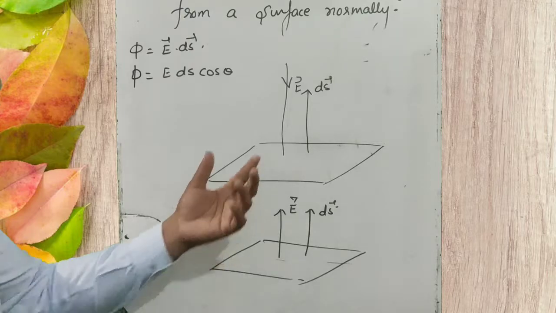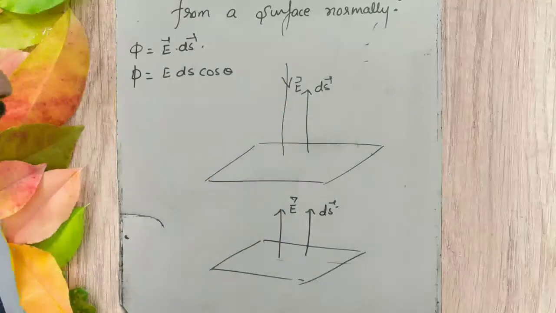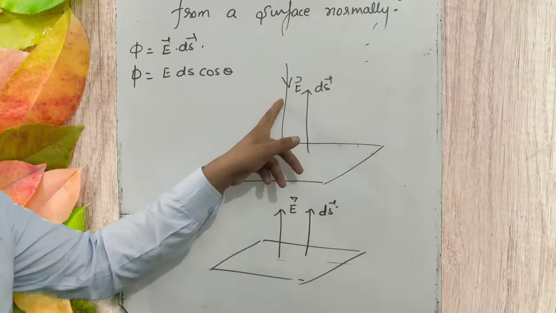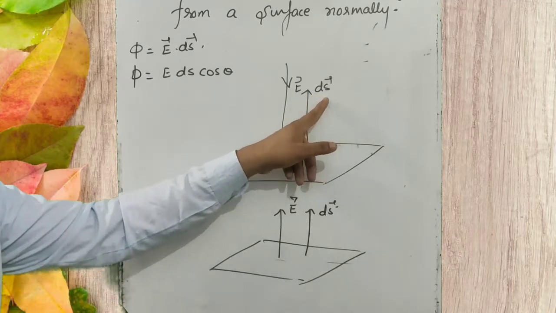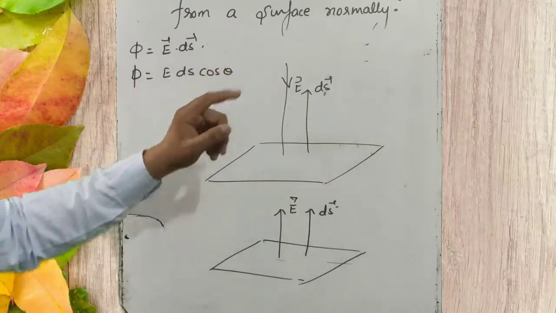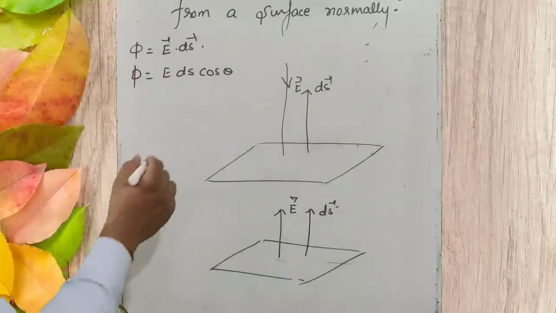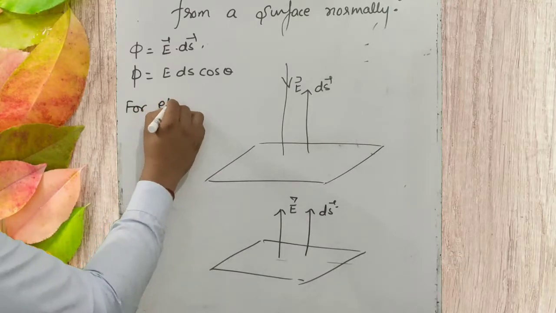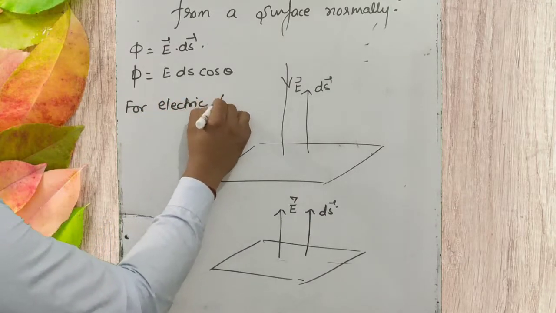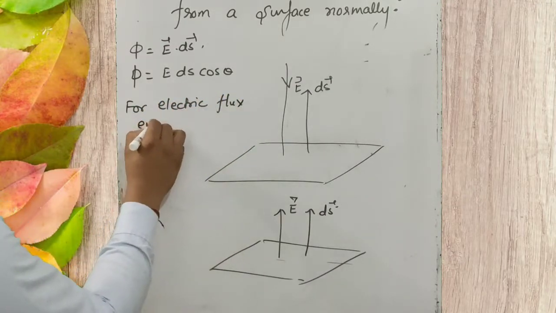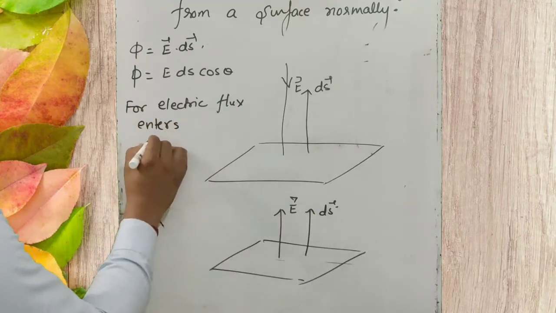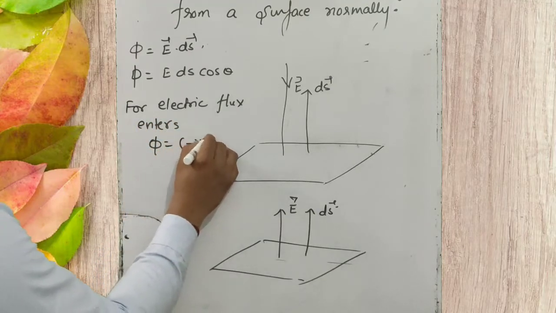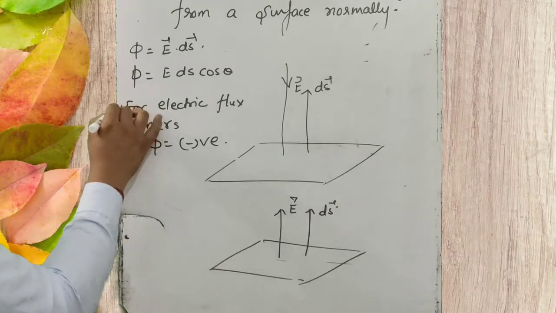If the electric field is entering the surface, then the angle between electric field and area vector is 180 degrees. So cos 180 is equal to negative, a minus sign. For electric flux that enters, flux is taken negative. Okay, so keep these two situations in mind.